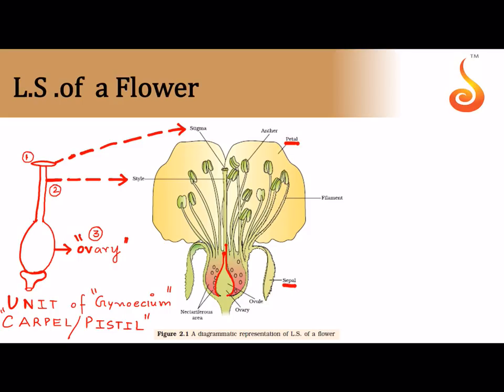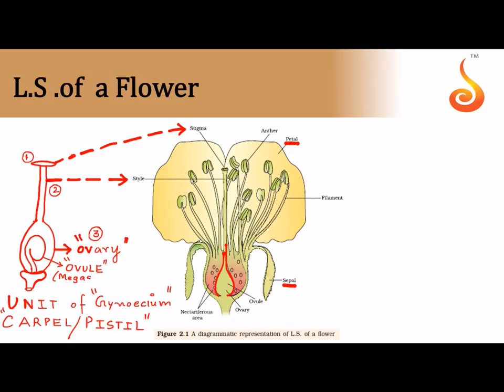Now, inside the ovary, we had discussed that there is a structure, a spore producing structure that is sitting inside the ovary, and this structure, which plays a very important role in the process of reproduction, is referred to as the ovule.